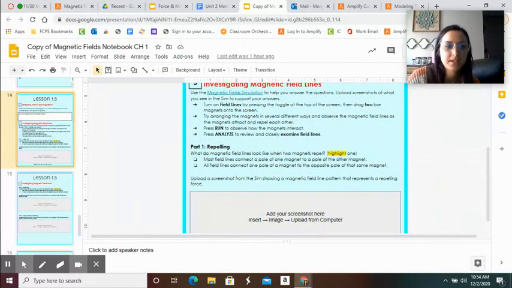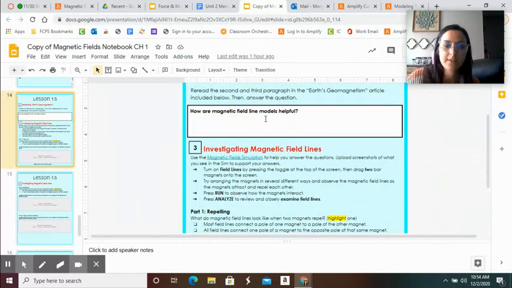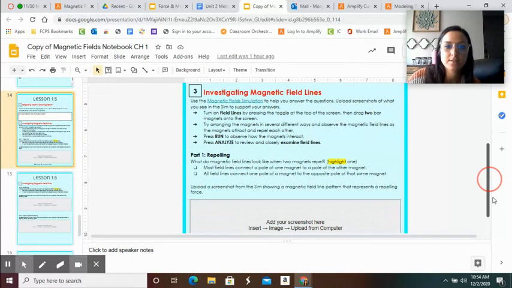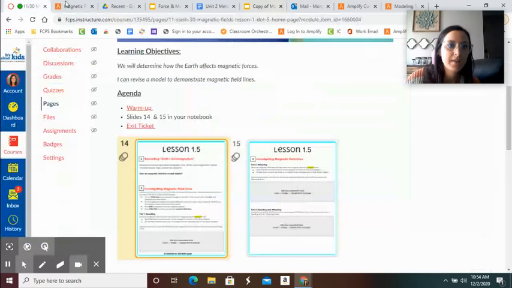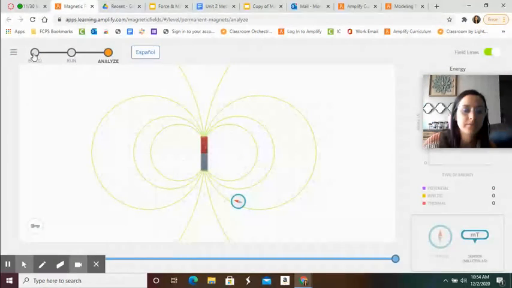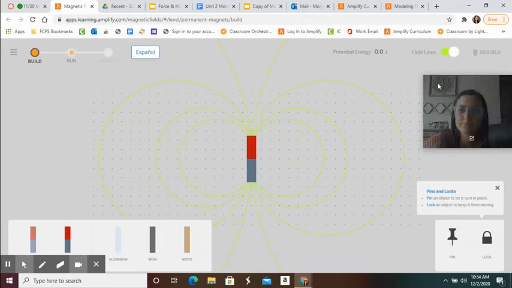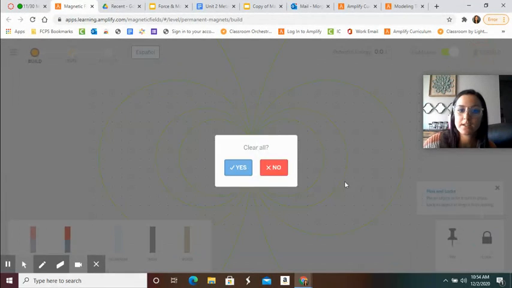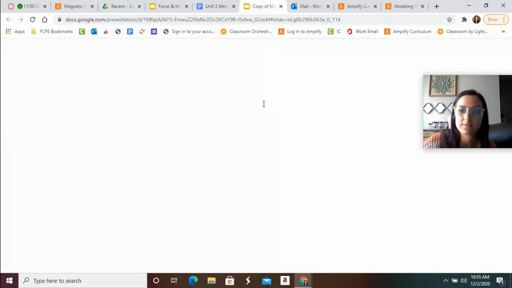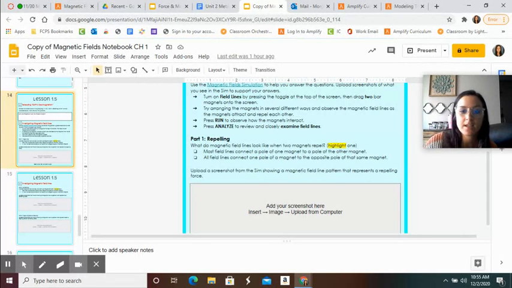And then below that, after you answer that question, you are going to use the simulation again to do 3 different parts. So you're going to go back in, and I'm going to refresh it and start over. You do that by clicking this rebuild right up here. So I'm going to start over, and there are 3 different things that you're going to set up.